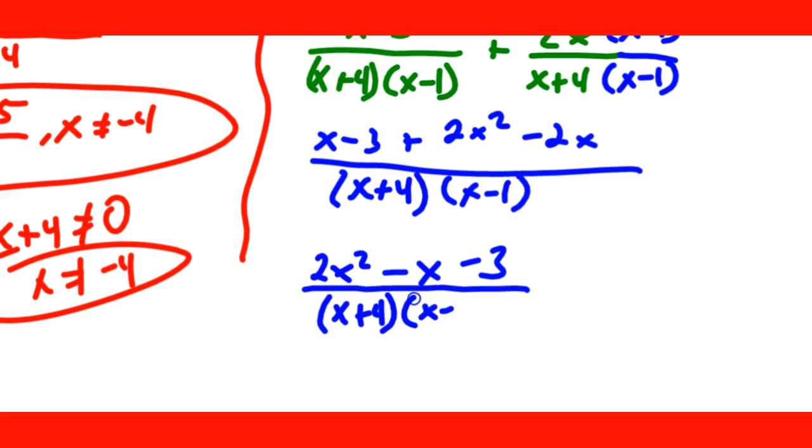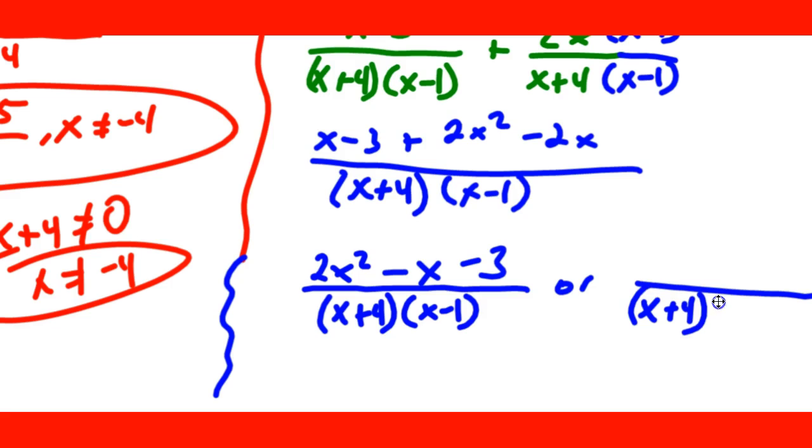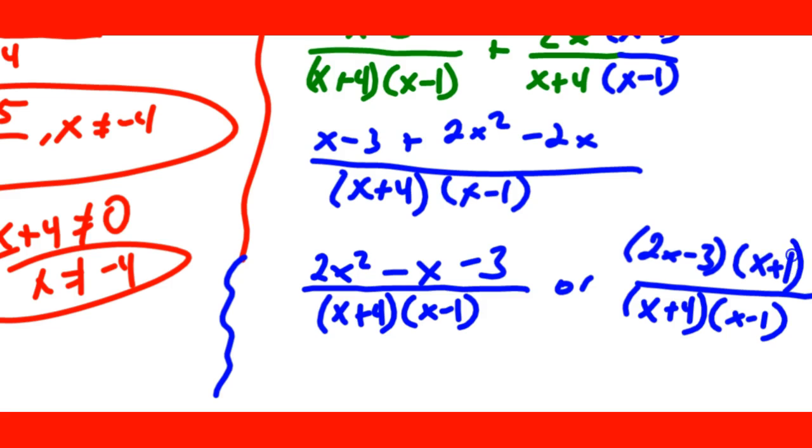x minus 1. Now remember on the test, you can see it like this. We have a multiple choice section, or when you take the county assessment, you can see it like this, or you can see this numerator factored. The numerator could be factored. Oops, that should be a 1, x minus 1. If I factor the numerator, that'll give me 2x minus 3 and x plus 1. Either one of those is acceptable.